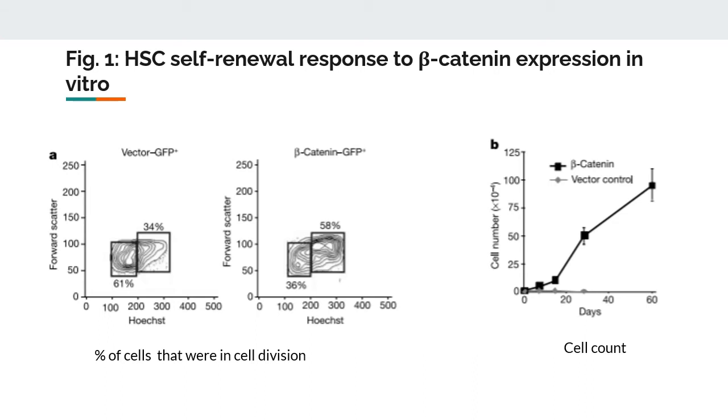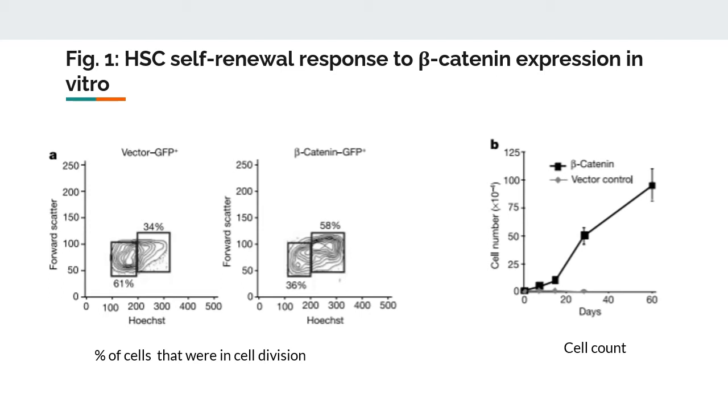So now we've moved on to the results. And here I have the first part of figure 1 shown. The researchers wanted to see if an activated Wnt signaling pathway would allow expansion of the cell outside of the mouse. So they continuously expressed beta-catenin in order to make sure the Wnt pathway was always on, and they used GFP so that glowing cells could be identified if they were transfected.